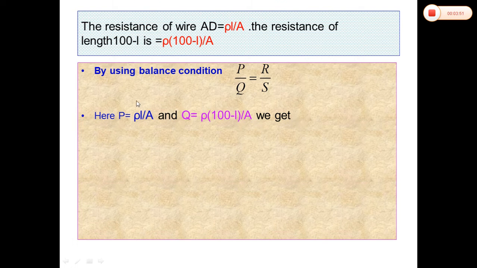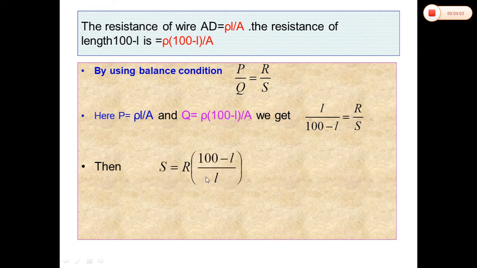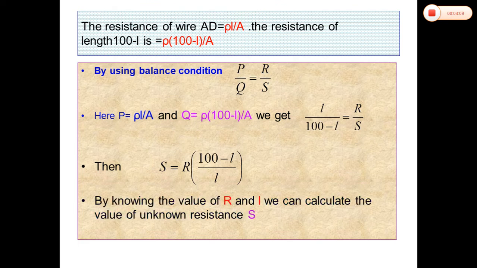So by substituting these two values of P and Q in this relation, we get the relation L upon (100 minus L) is equal to R upon S. Then S will be equal to R into (100 minus L) divided by L. So by knowing the value of R and L, we can calculate the value of unknown resistance S. In this way, experimentally, we can calculate the value of resistance of a given wire with the help of meter bridge. Students, now we will discuss some numerical problems related to the meter bridge which are usually asked in the examination.